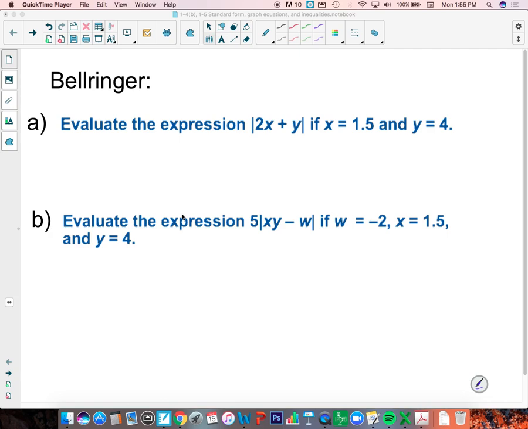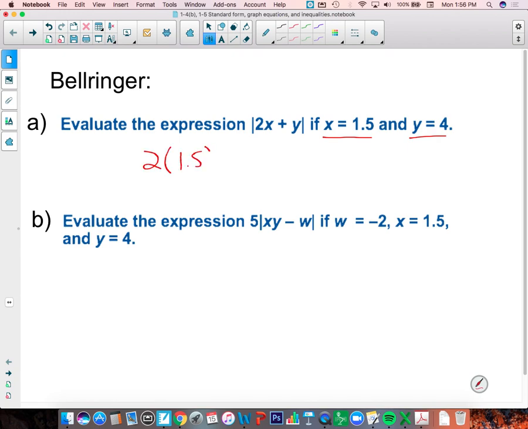make that number positive. All right, so when we're looking at these, I have x equals 1.5 and y equals 4. We're just going to substitute those into our expression here. So 2 times 1.5 plus 4, okay, just substituting in. And I like to put anything that I substitute into an equation into parentheses just because I know that I've substituted in there.